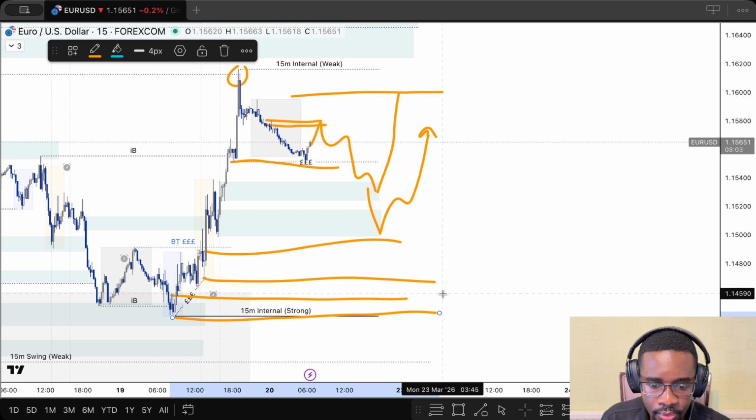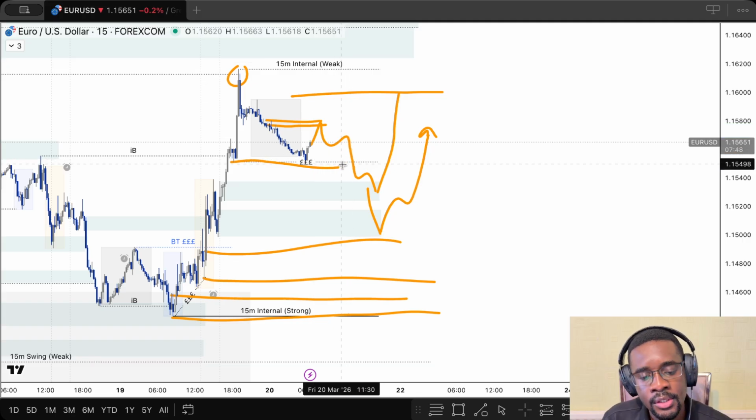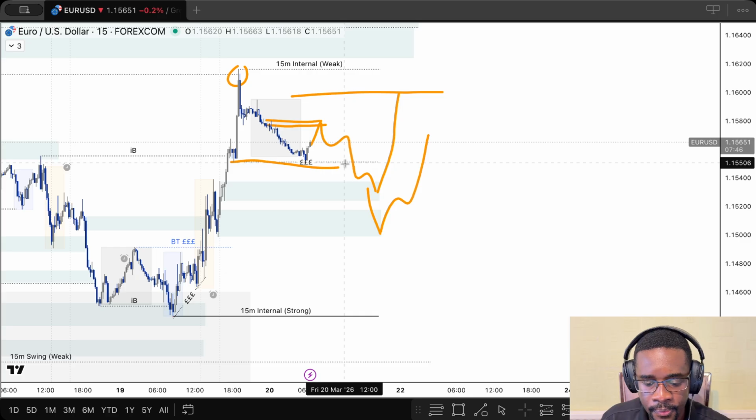Okay, so that means there's two things we could look to do. We could look for sales, anywhere from there, targeting this area if it's not swept. Okay, or at least simply targeting a 3R. Okay.